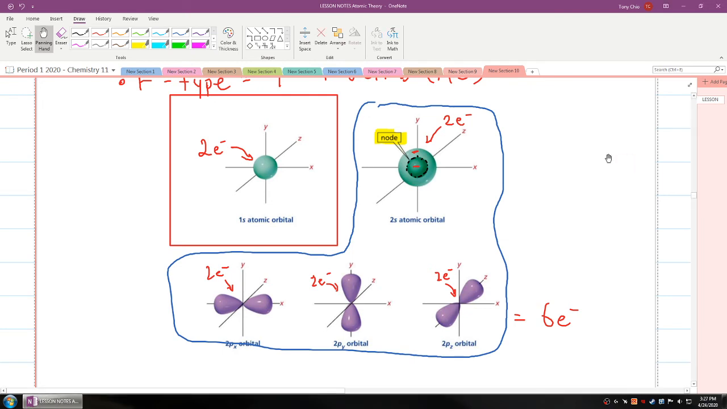The next 2 look a lot more complicated. Again, we don't need to know how to draw these orbitals. We just need to know that they exist.